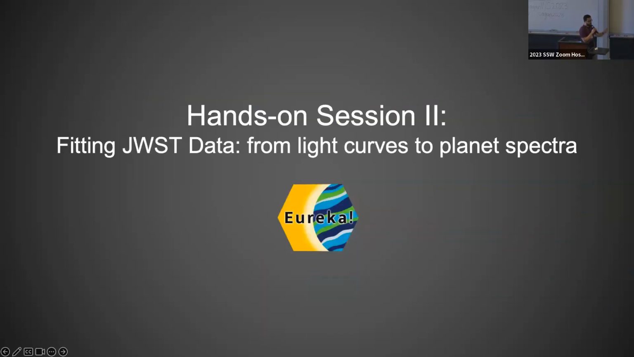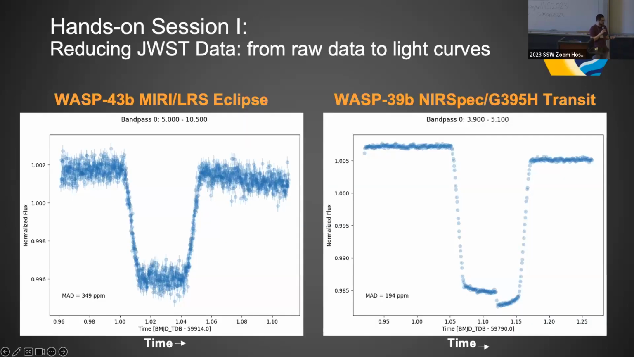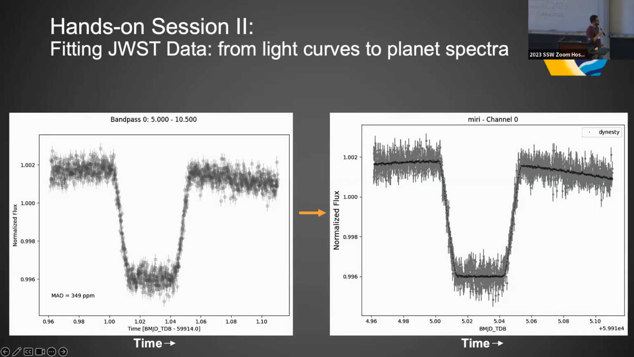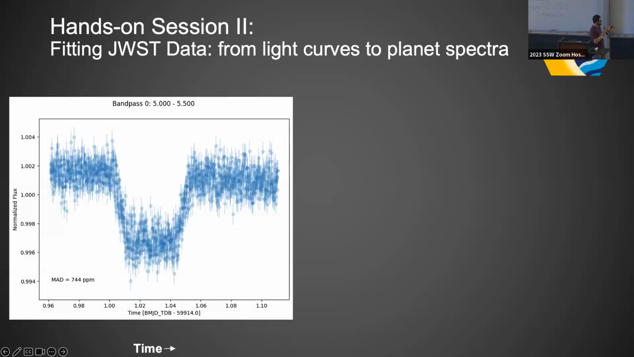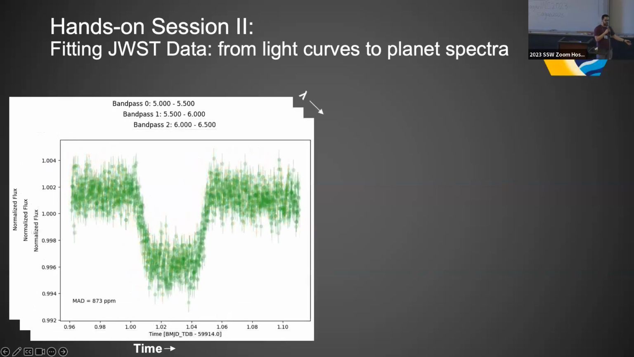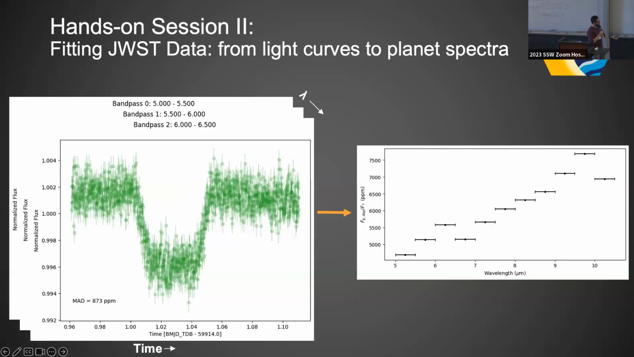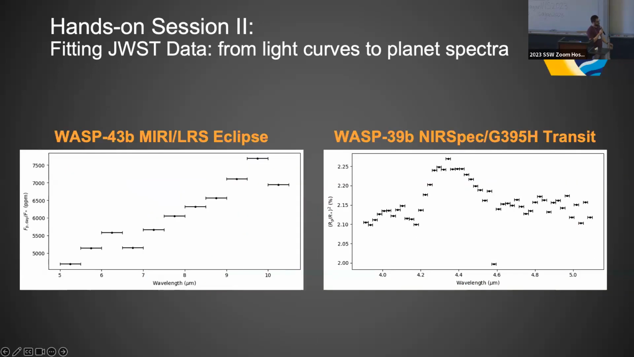That then flows into hands-on session two, where we'll be fitting those light curves. So now we have a measurement of what the light does as a function of time, but what does that tell us? What is the system doing? For this, we do fitting. We fit the light curve as a function of time with a collection of systematics and astrophysical models. And again, we do this not just for one wavelength, but for many different wavelengths. And we can measure, say, what is the eclipse depth as a function of wavelength.